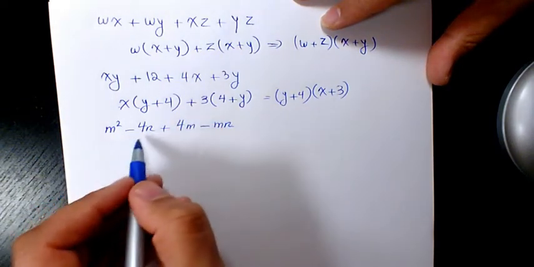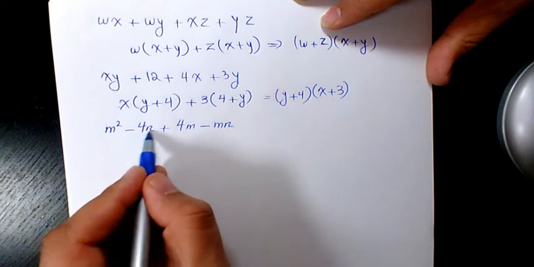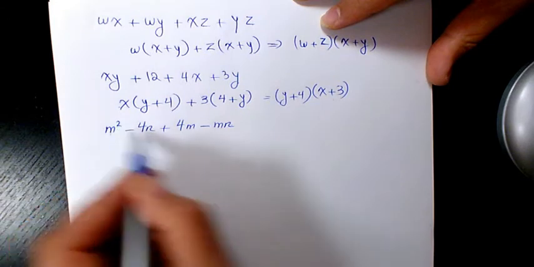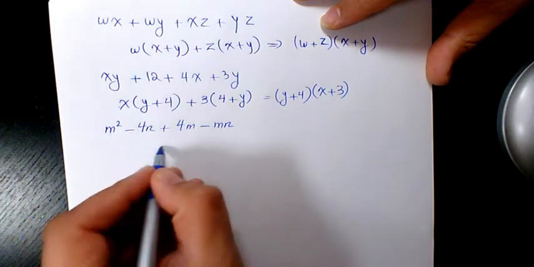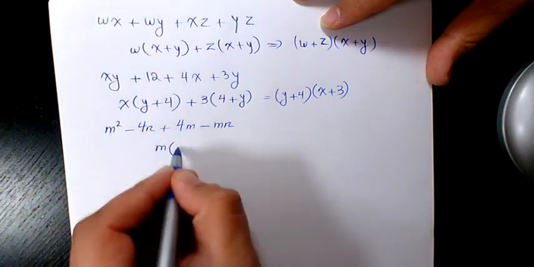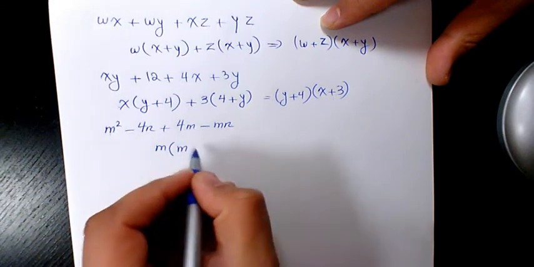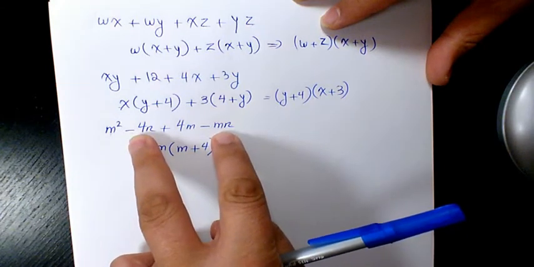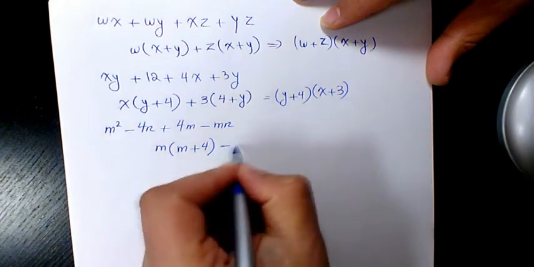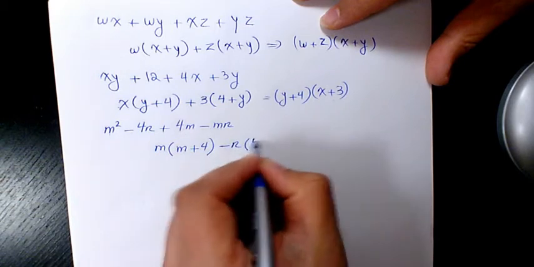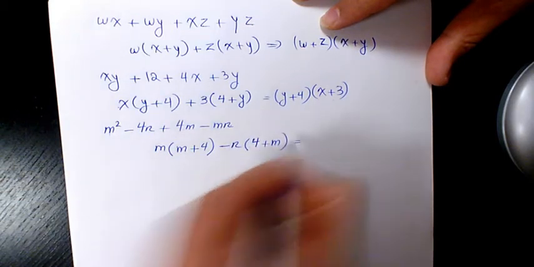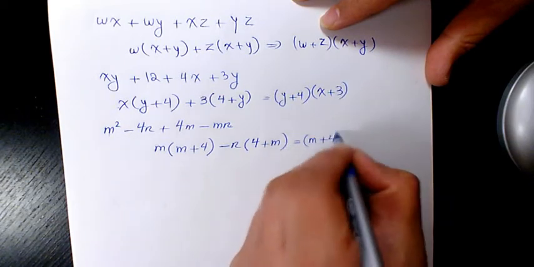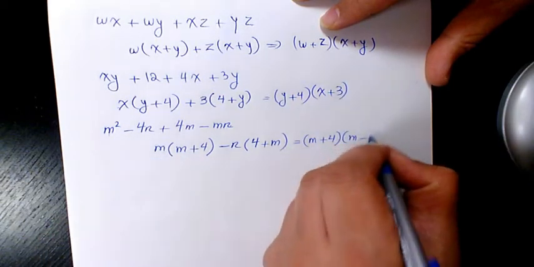Next one is m squared minus 4n plus 4m minus mn. So how do you factor it here? M squared minus 4n, you cannot factor anything in here. However, you can group these two, m squared and 4m. M is common, so m squared divided by m is going to be m. 4m divided by m is going to be 4. What about here? Negative 4n and negative mn. You can factor negative n. That's going to be 4 plus m. So 4 plus m, m plus 4, same thing. You can factor m plus 4. And here you have m minus n.